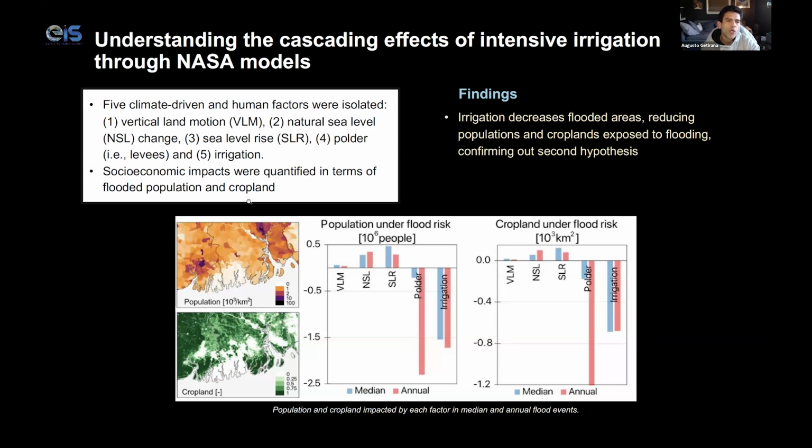So that's ongoing work. Right now we're finishing some new simulations in which we changed some parameters in the model to improve the flooded areas. So next slide, please.